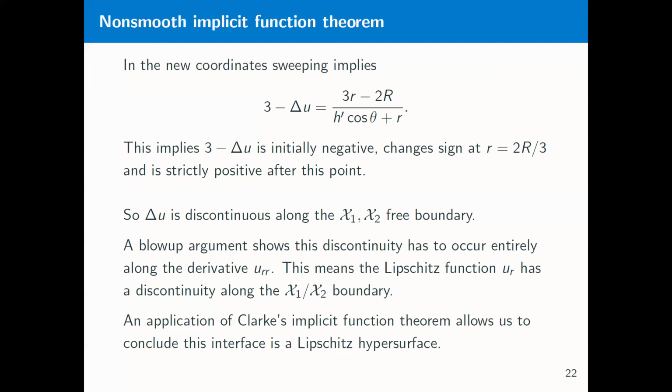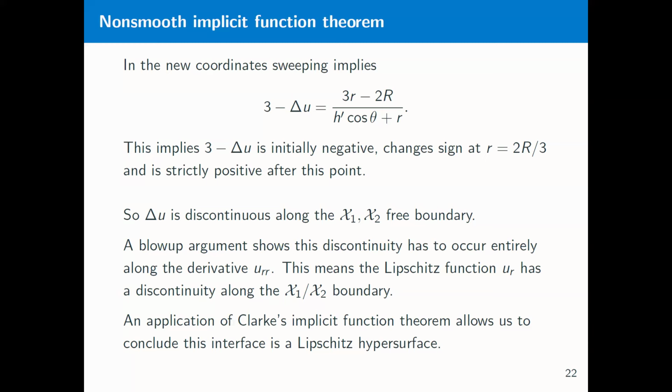So that says that your Laplacian is discontinuous along that free boundary. And so not only along the U equals 0 set is a point where your C11 being optimal manifests, but along that whole upper boundary, that's a point where you're C11 but not C2. So we can say a bit more about this discontinuity. We can say it occurs entirely in the U sub RR coordinate.